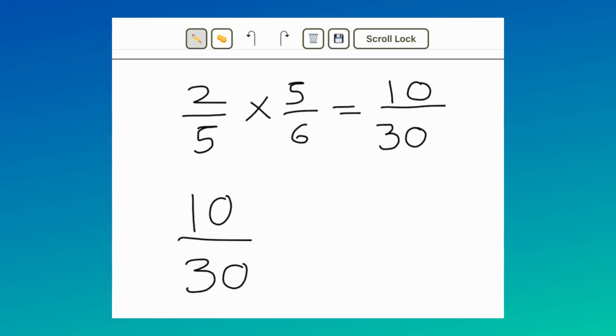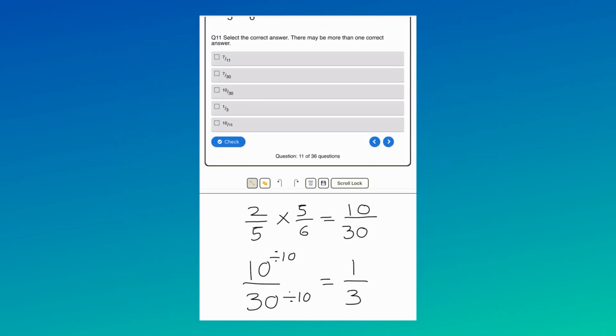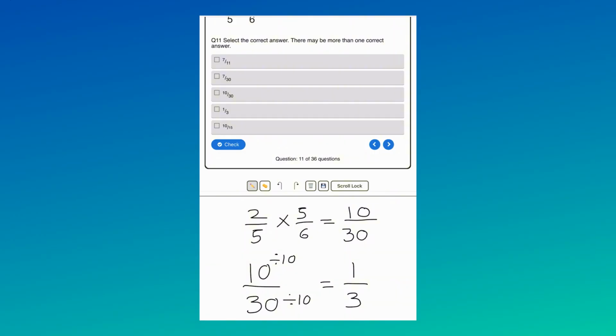Now I know that 10 goes into 10 and 10 goes into 30. So if they've got a shared factor, and in this case it's 10, we can divide the numerator by 10 and the denominator by 10, and that equals a third. So we've actually got two answers here, which should be in the question. Yes, we got 10 out of 30 and a third. That's correct.